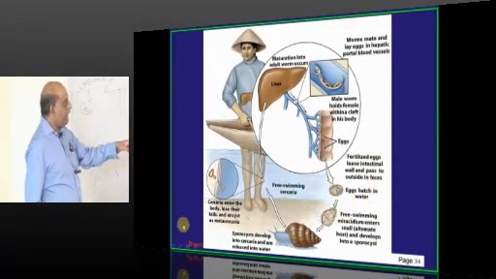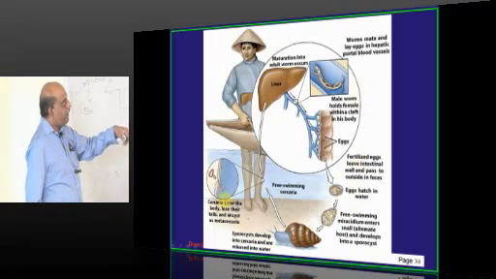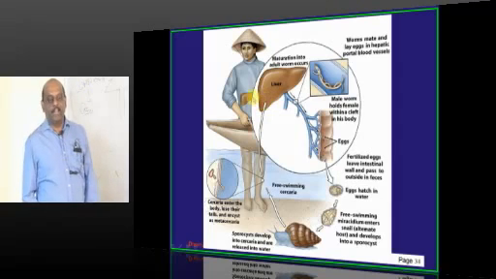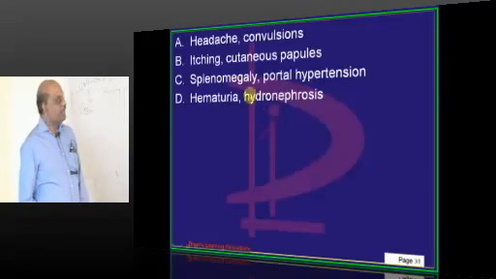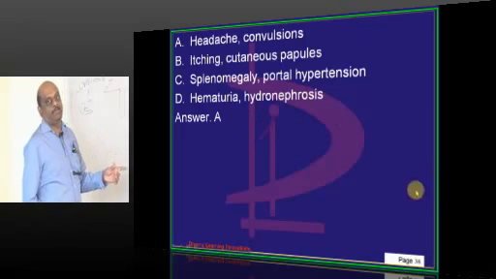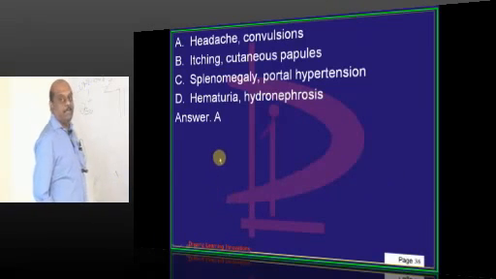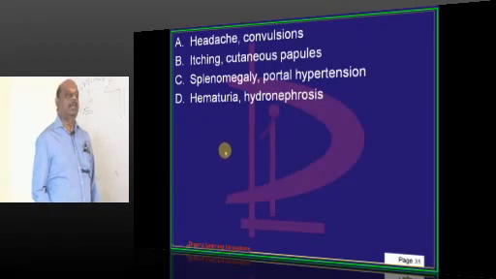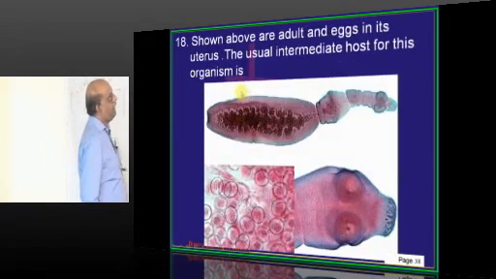Meracidium, larvae, cercariae, and all these things are there, and the Japanese female is standing there, and we could not recognize Schistosoma japonicum. We are missing on the fact, right? So there is a reason. There can be itching, cutaneous papules, splenomegaly, portal hypertension, hematuria, hydronephrosis.